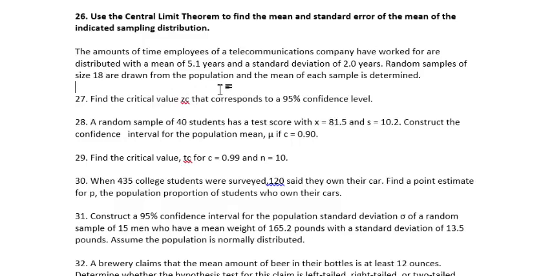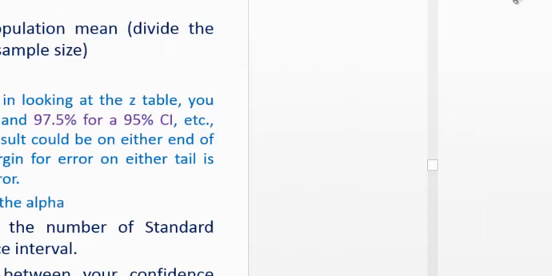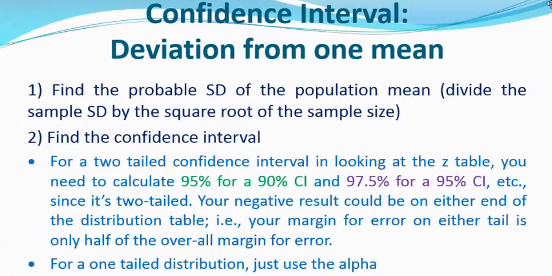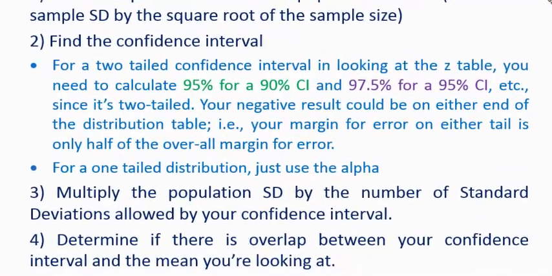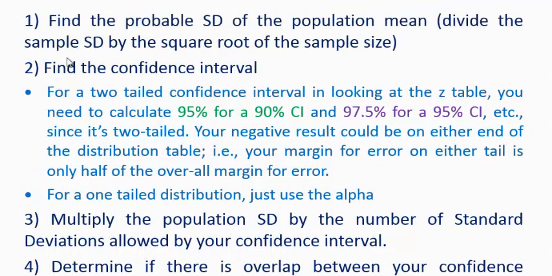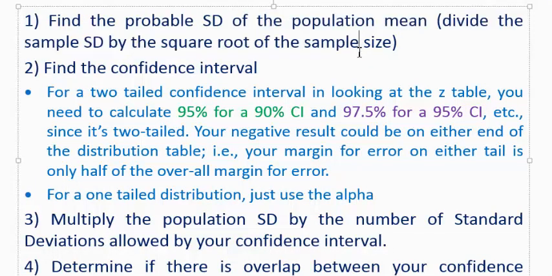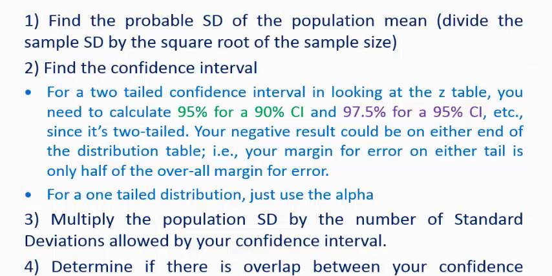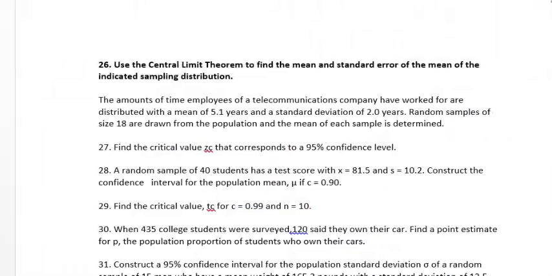So when you're talking about the standard deviation of a particular mean, you may recall from this slide from the materials, you have to divide the standard deviation by the square root of the sample size. That's the first step of finding the standard deviation of a particular population mean. Like we have over here, we're given a number of 18, and we have to divide the standard deviation by the square root of the sample size.